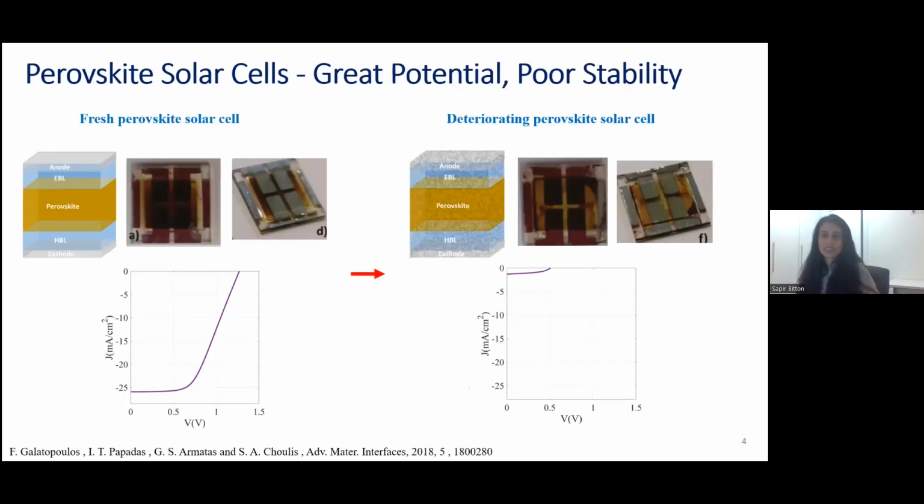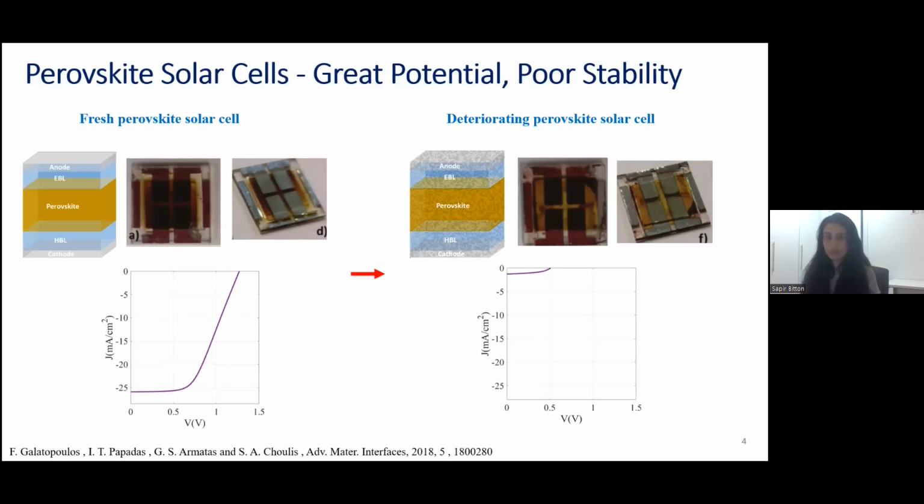Okay, so now we can start talking about perovskite solar cells. You probably know that the main problem of perovskite solar cells is their poor stability. Perovskites suffer from extrinsic instabilities due to oxygen and moisture, as well as intrinsic instabilities, which lead to a decrease in their efficiency in much less than a year.